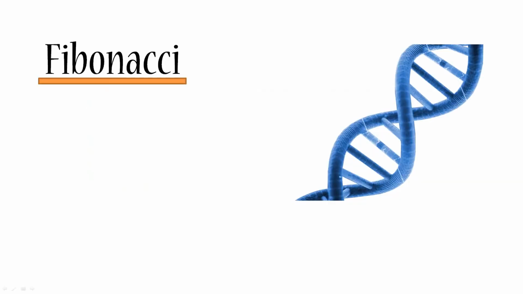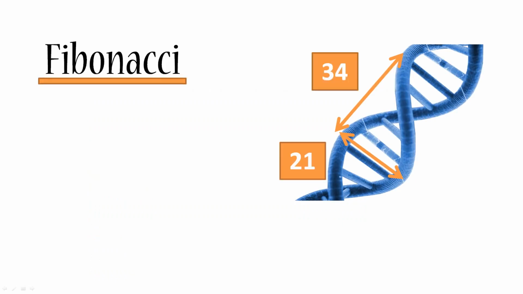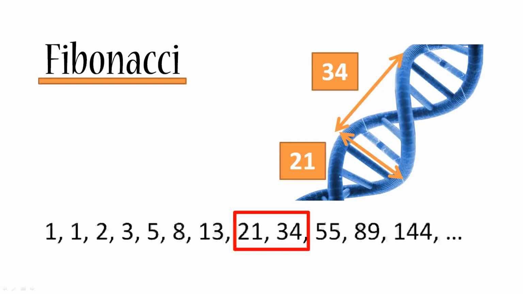Let's take the human DNA. And if we measure its width and its length, then they will be exactly 21 angstrom and 34 angstrom, where angstrom is a unit of measurement for various little things. And if you recall, 21 and 34 are actually in our Fibonacci sequence. A coincidence? Maybe. But that's quite a lot of coincidences.